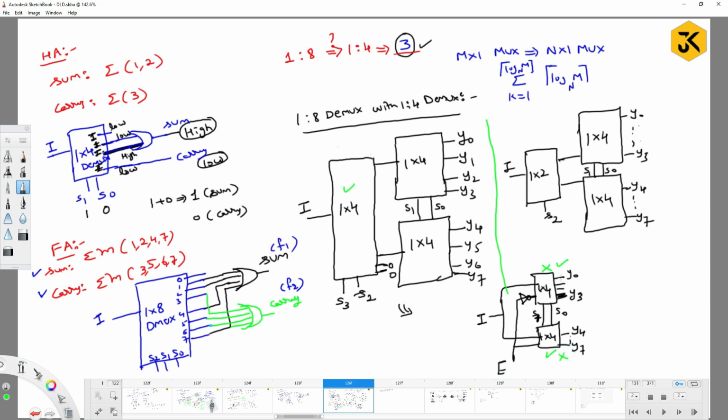Meaning that I am able to control the above 4 lines as well as the below 4 lines. So I can make it as also S2. This is also another way of representation of 1/8 DeMUX using 1/4 DeMUX.